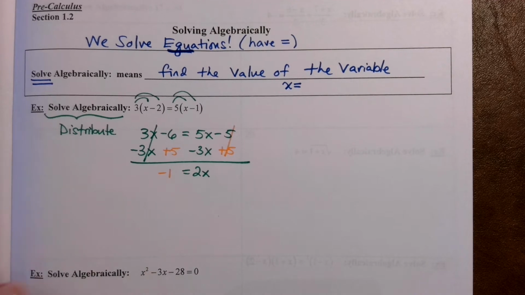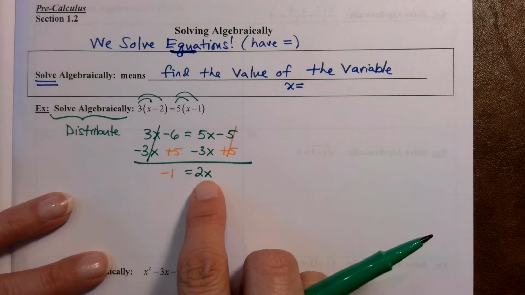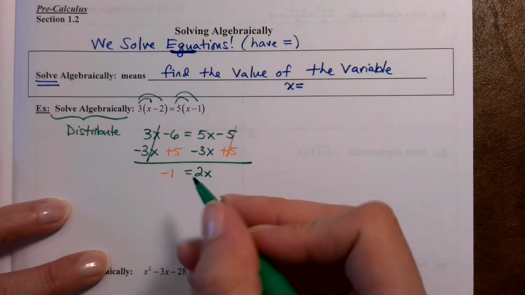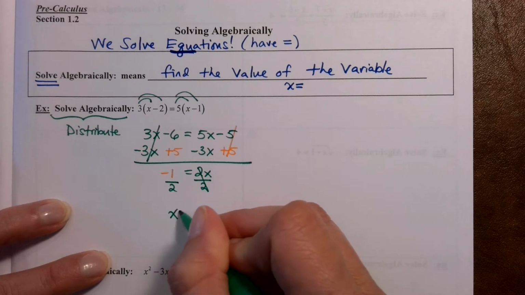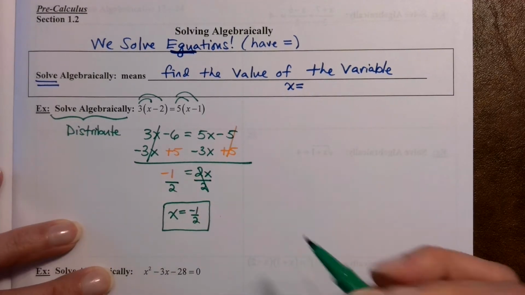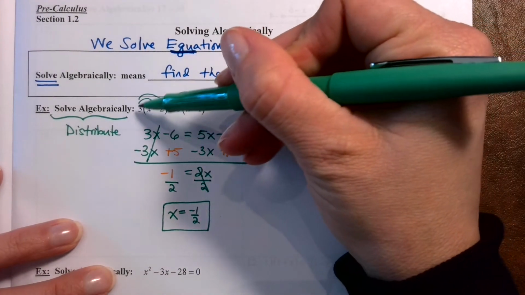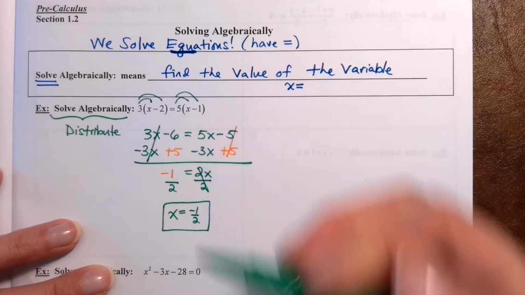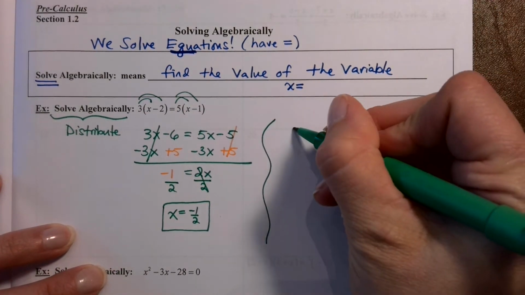Now you have to look at the x. We're trying to isolate x. x is being multiplied by 2, so I'll do the inverse, which means to divide both sides by 2. And x is equal to -1/2. Okay, so that is solved. That is the value. If I plug it back into the equation, the left side will equal the value of the right side.